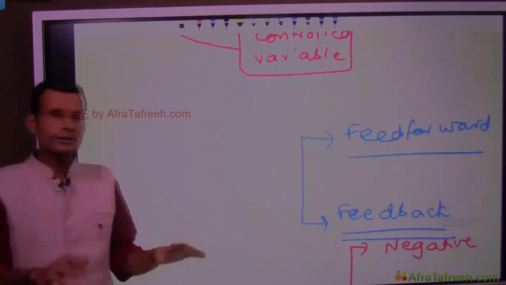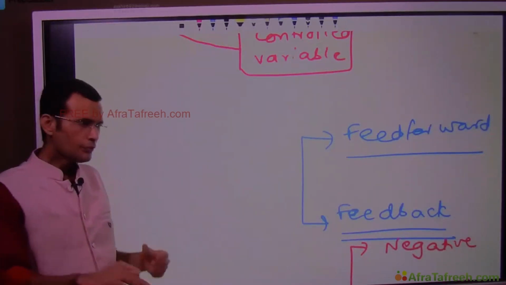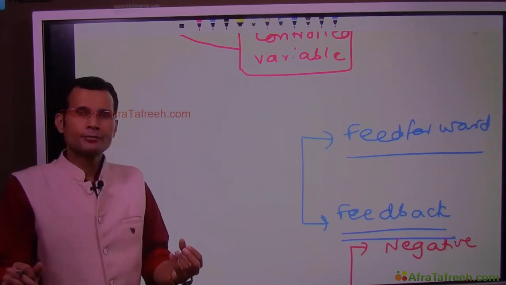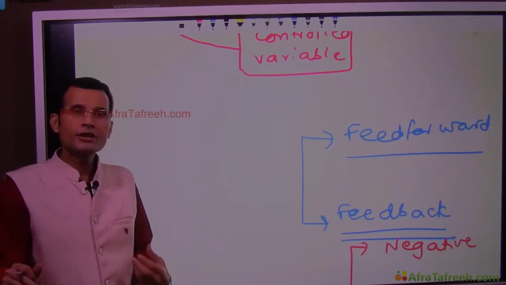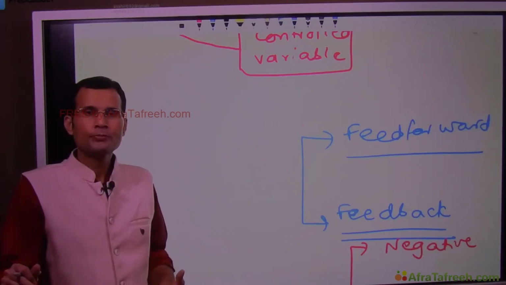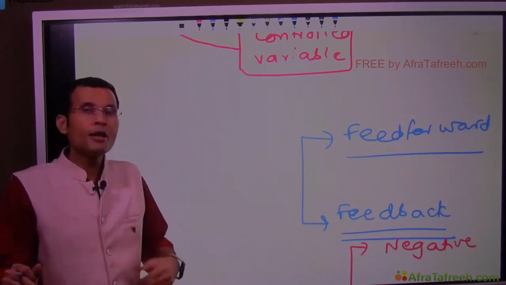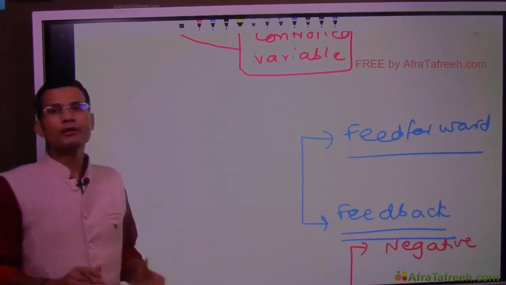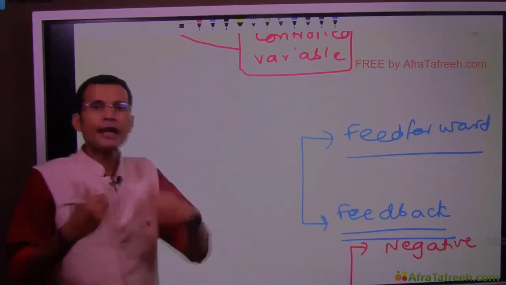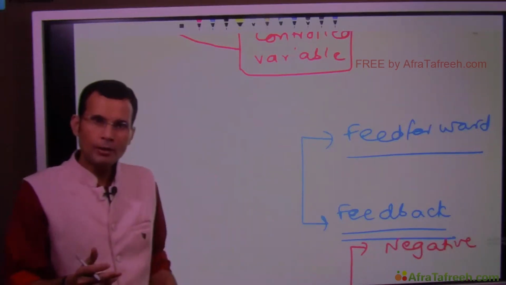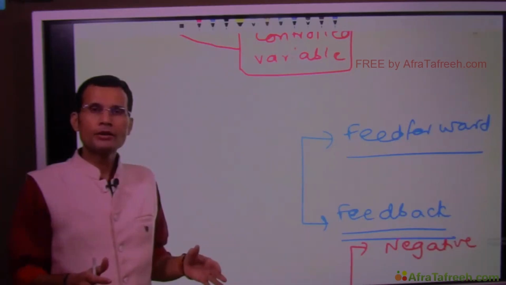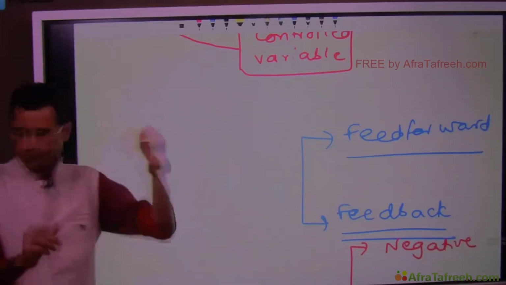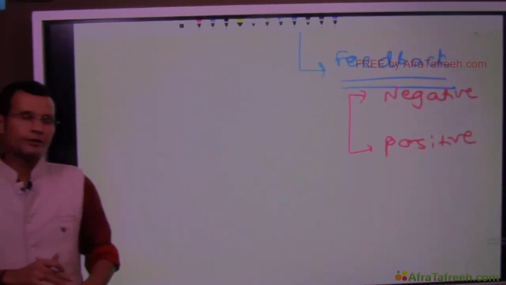I'll give you an example. Just upon seeing the food, there is reflex salivation or reflex secretion of gastric juice. Even before the food has gone into the stomach, there is secretion of gastric juice. This is a classic feed forward regulation, because it's anticipated that the food is going to go into the stomach, and therefore to prepare the stomach for that, the gastric juice secretion starts.